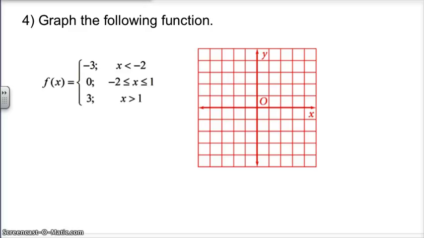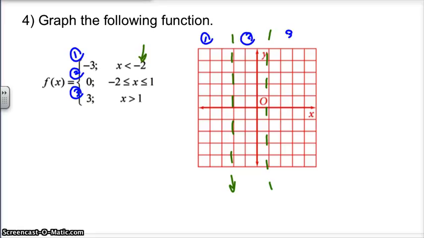Last problem for today's video. Graph the following function. I'm going to begin graphing by showing my fences. Because it says that x has to be less than or equal to, or less than, negative 2, I know that at negative 2, there's a fence, a vertical line. I know that between negative 2 and 1 is going to be another one. And that anywhere where x is greater than 1, there is going to be yet a third function. This function has 1, 2, 3 pieces, 1, 2, 3 places to graph.